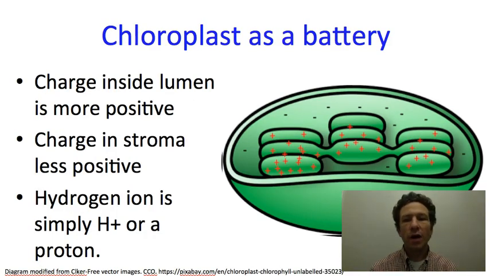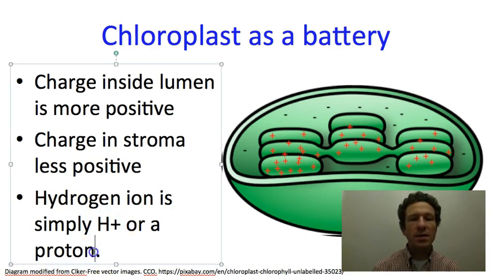So we have now talked about how we get hydrogen ions accumulated inside the lumen. Remember that the hydrogen ion is simply H+ in notation, but this is the same thing as a proton. It's a single proton lacking any electrons. So really what we have are protons that are aggregated inside the lumen and many fewer of them loose outside in the stroma. This is going to be useful because this will function like a battery.